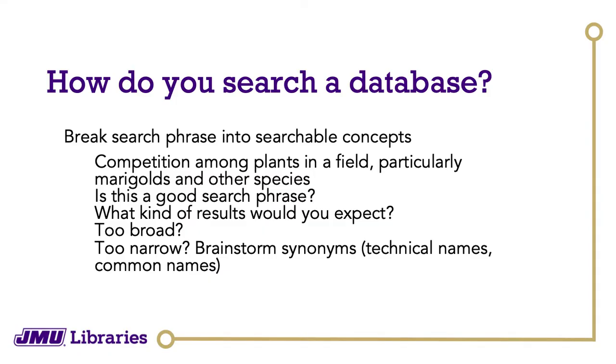When using a database like Scopus, how do you search it? You need to break your search phrase into searchable concepts. This will create keywords. For example, competition among plants in a field, particularly marigolds and other species, might be your search phrase. Is this a good search phrase? What kind of results would you expect from this? Is it too broad or is it too narrow? You should brainstorm synonyms of your phrase. Once you break this phrase into concepts, you are ready to search in a database.